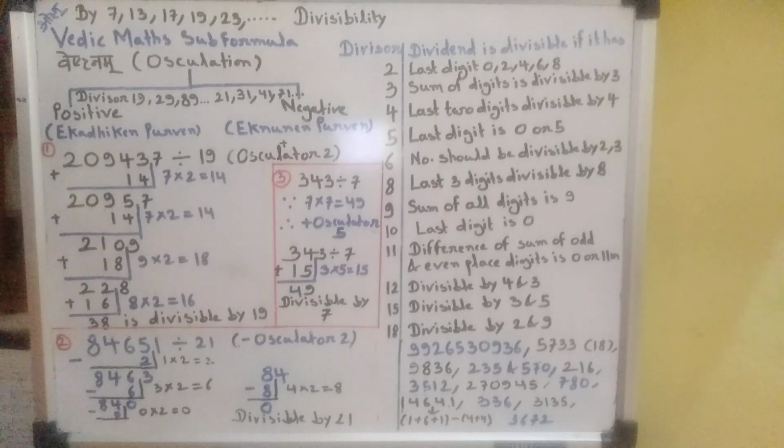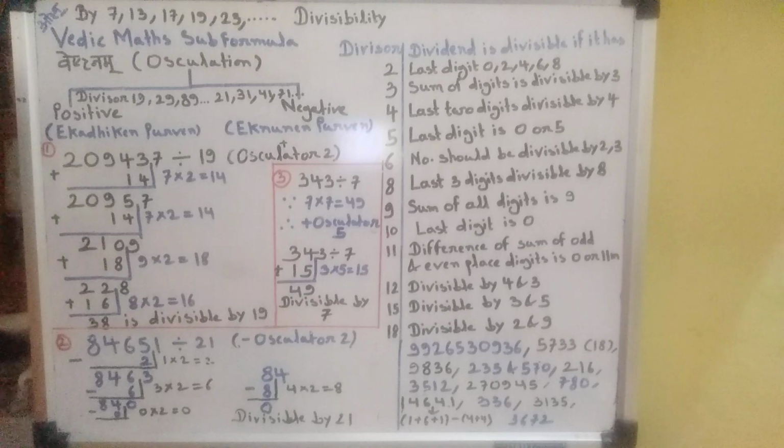Today we shall learn a very interesting Vedic method of determining the divisibility of a particular given number, however long it may be, by a given divisor without actually dividing it. In the modern math system, we have studied divisibility rules for 2, 3, 4, 5, 6, 8, 9, 10, 11, 12, 15, 18 and so on.